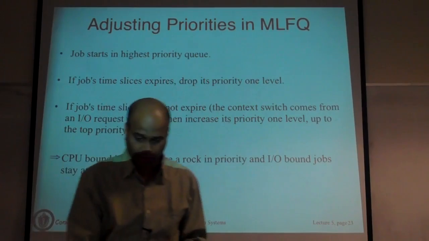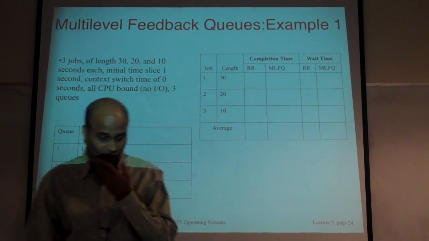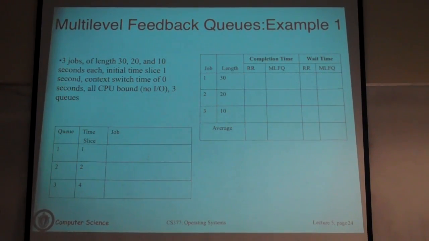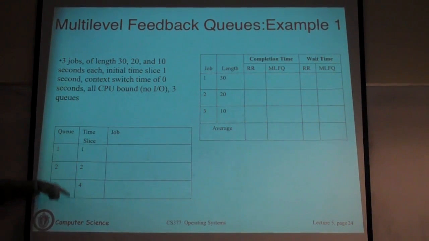So this is already mentioned how to adjust priority very quickly. We are going to do this. It's a little bit of work here. 3 jobs, length 30, 20, 10. Okay, these are 3 queues. Job queue 1, queue 2, queue 3. Those are the time slices. So this is actually a simple case, all CPU bound jobs, no IO. You can assume more complex examples where some are doing IO, some are doing CPU and so on.